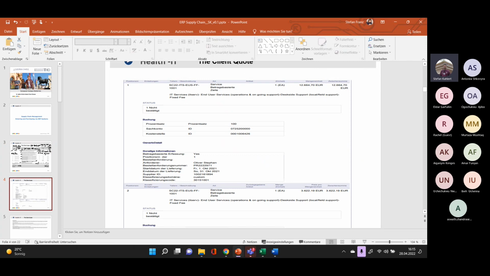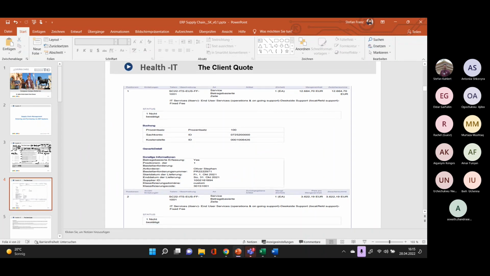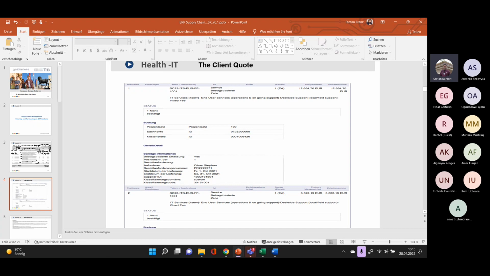Now to get this, or to buy this quote, and this is a real example, you will receive a PO, a purchase order, which you see here.